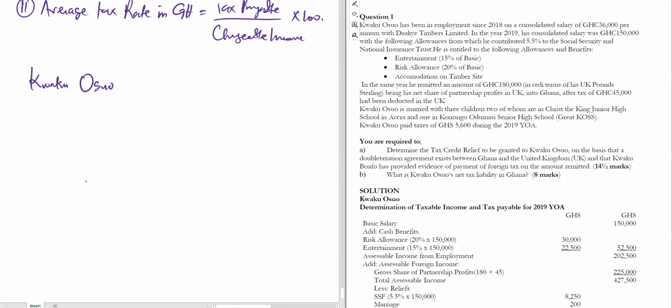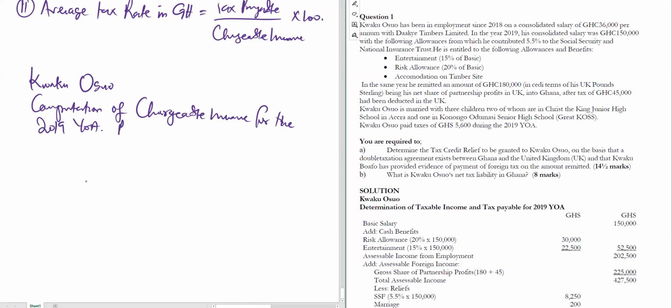Your computation of chargeable income for the 2019 year of assessment. Basis period from 1st of the 1st, 2019 down to 31st of the 12th, 2019. So just lay down our foundation, okay?